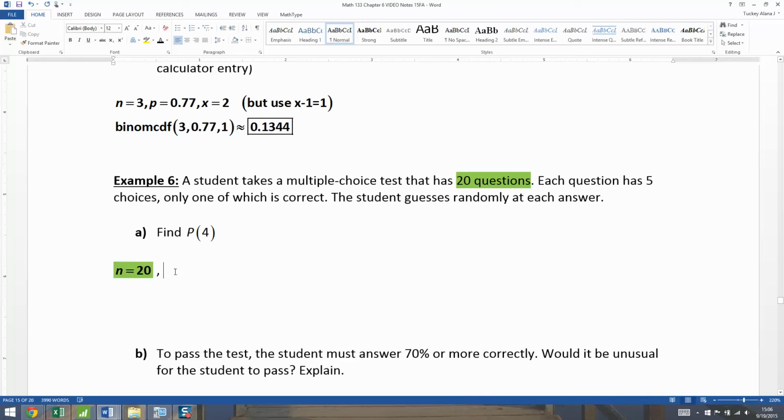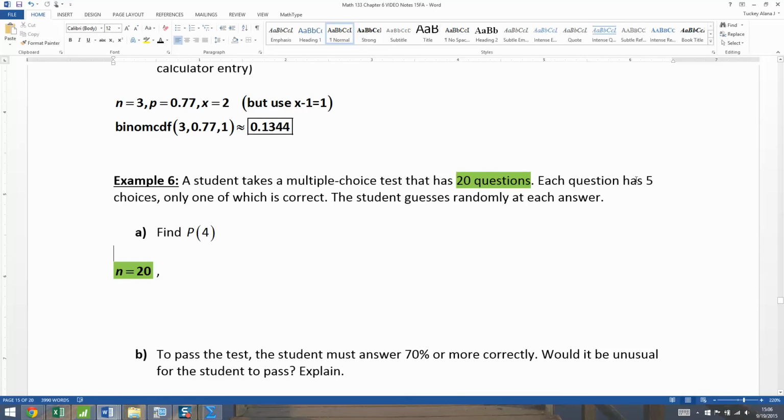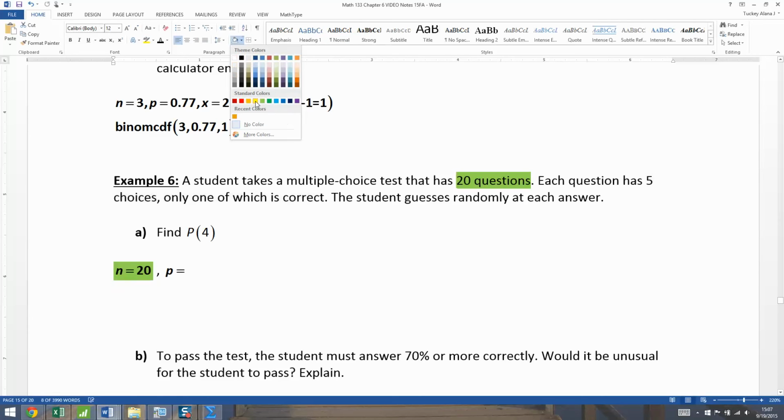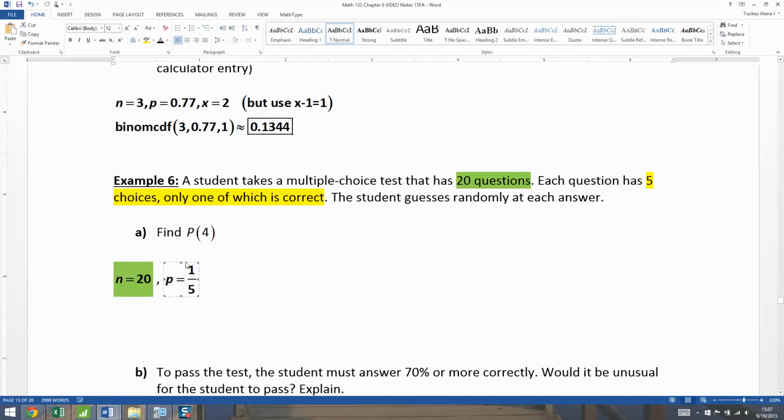Now the interesting part is P. P is the probability of success. When you're guessing on these questions, there are 5 choices, and only one of which is correct. So that means that your probability of guessing correctly would be 1 out of 5, right? There are 5 choices, only one of which is correct. So your probability of success is 1/5.